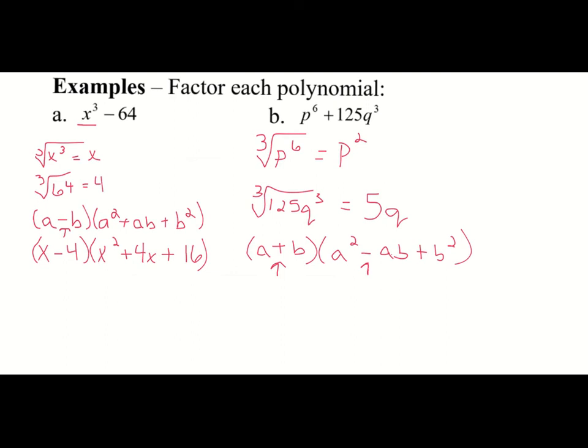So I'm going to go ahead and fill in my values. I'm going to have p squared plus 5q times, if I square p squared, it's going to give me p to the 4th power, because you add those exponents, minus 5p squared q, because I'll multiply the two together, plus 25q squared, and I got that because I took 5q and I squared it. And that is my final answer there.